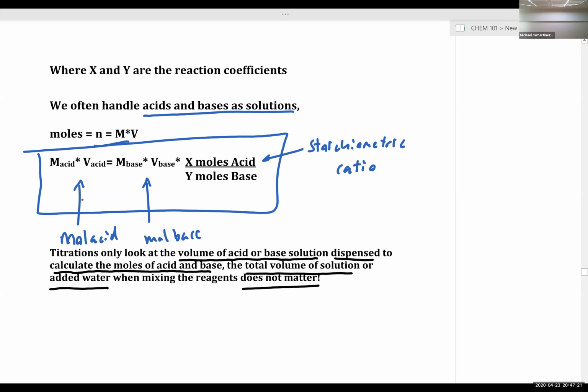Do we see any volume of water in this equation? Do we see anything that cares about the total volume of the solution? No, we only care about how much acid and how much base we've added. That's it. And that's the beauty of it, since titration is a relatively robust technique.